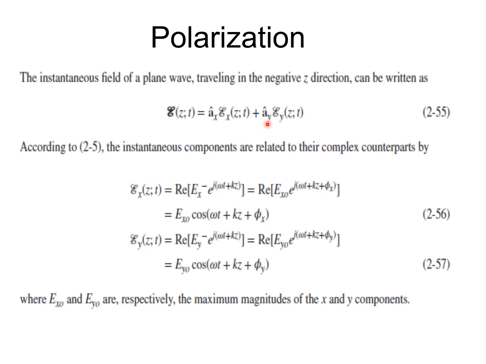Now, according to equation 2.5 in the book, the instantaneous components are related to their complex counterparts by this equation. So the x component can be written as real of Ex e^(j(omega t plus kz)). So we multiply the phasor quantity with the time factor. That e raised to the power j(omega t plus kz) is the time factor. So we can transform from the phasor domain into the space domain and time domain.